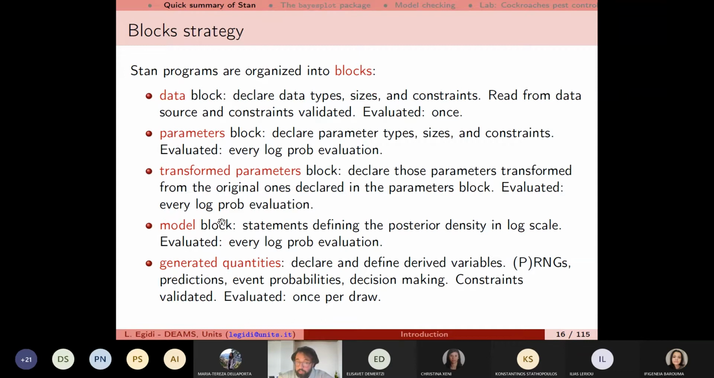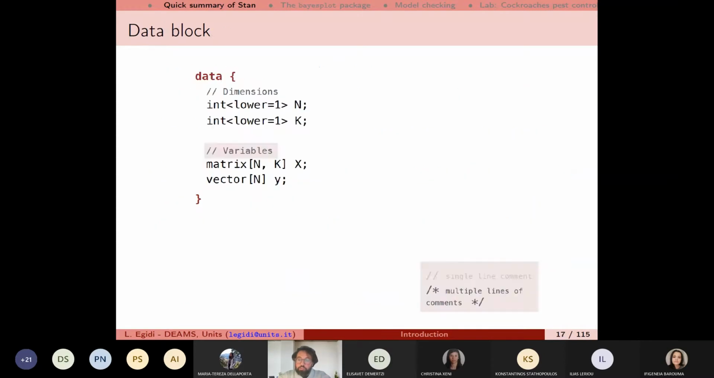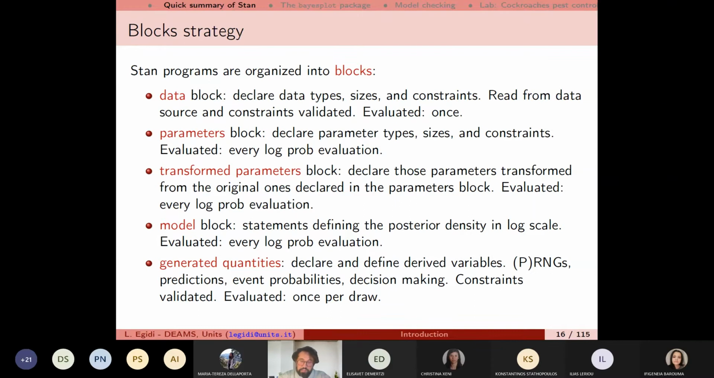There is then the model block containing all the statements defining the posterior density on the log scale, and then there is the generated quantities block, which is something completely revolutionary, because in this block you can define all the replications, both in-sample replications from your model or out-of-sample replications, meaning some predictions, for instance. And this block is quite relevant, because with this block you can, for instance, generate hypothetical replications from your model and check whether your model is consistent with the data that you observed and that you used to fit the model.